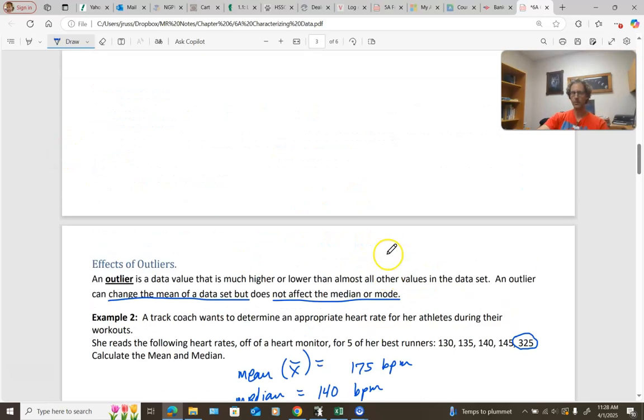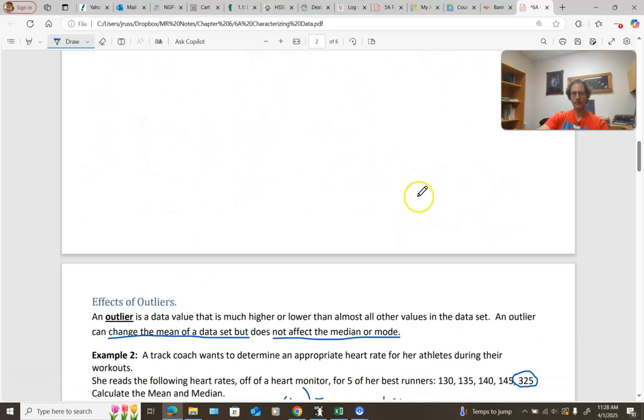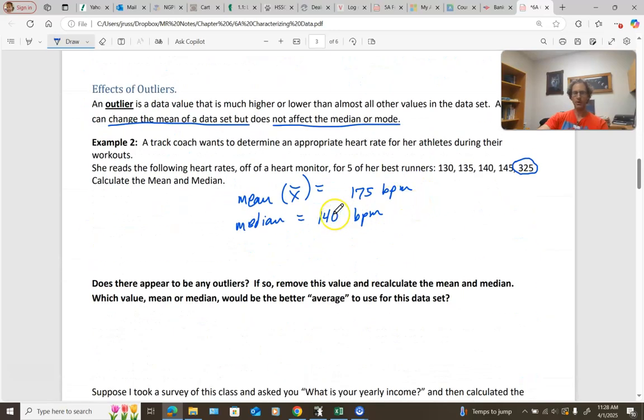So there's a big difference here between the mean and the median. It's not so close like it was in the last example. See how close these were? They were only off by 4 cents. Now these are off by 35 beats per minute. The reason the mean is a lot higher than the median is because of this outlier. This outlier has pulled the mean upward. Because when you find the mean, you're adding all those values together, and if one of those values is really big, it's going to make the mean look a lot larger than it actually should be.